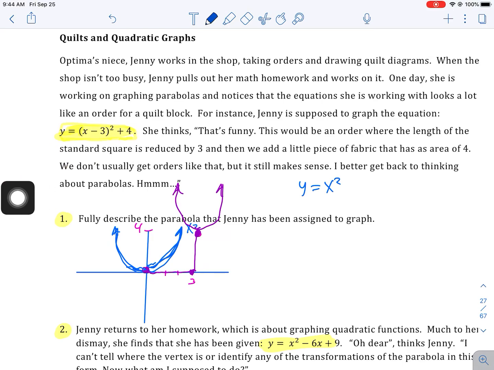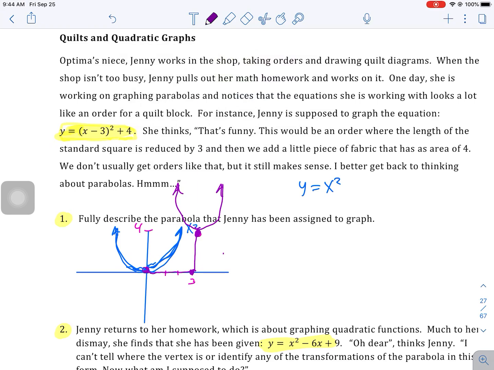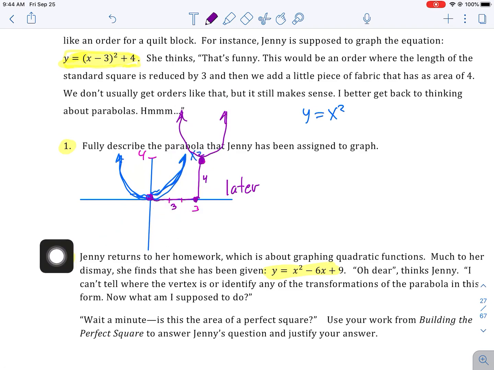So in this case, I like to write this down here, that the parabola happens later because you're taking away 3. There's also a plus 4, and that means that you have a translation of 4. So every point goes up 4, and over here it's occurring later. Okay, so this purple represents what that would look like if it's 3 later, up 4.